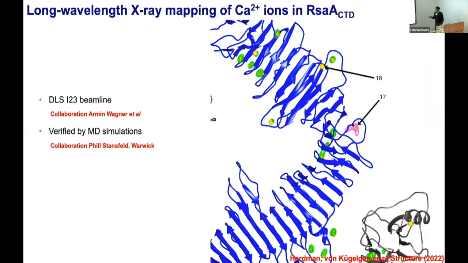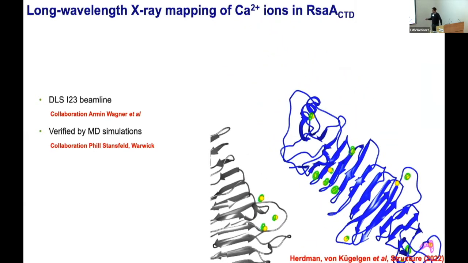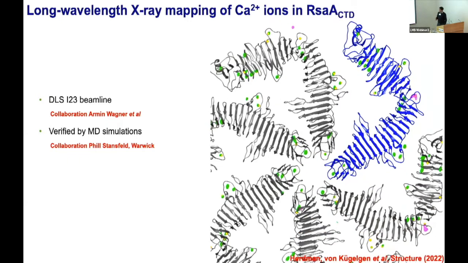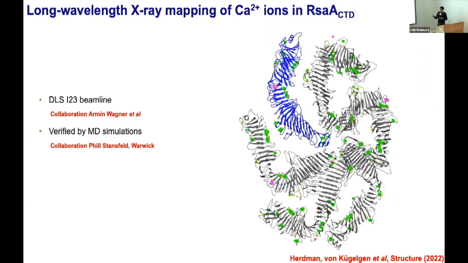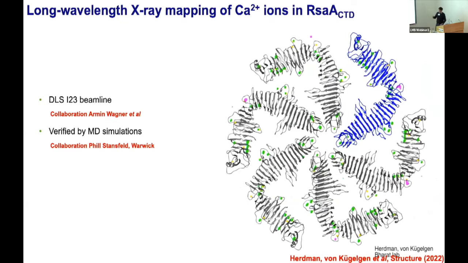For 2 of those sites, one of them we confirmed to be potassium, and the other one we have no information, but our molecular dynamics simulation suggests that it might be occupied by a magnesium ion. So this set of experiments shows how this protein makes a hexamer and makes the hexagonal lattice on the surface of cells.